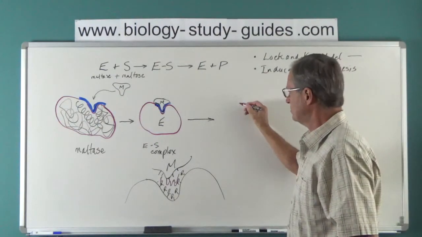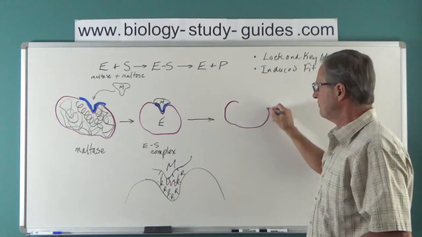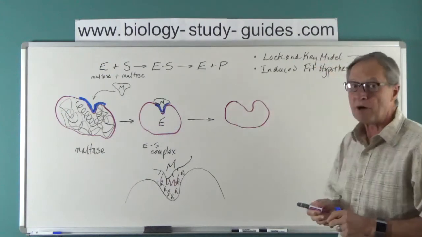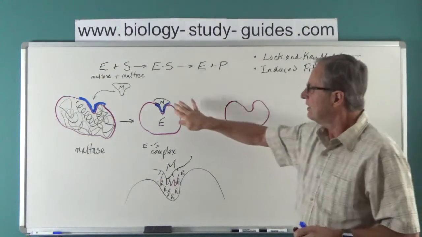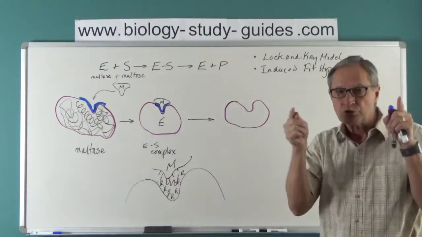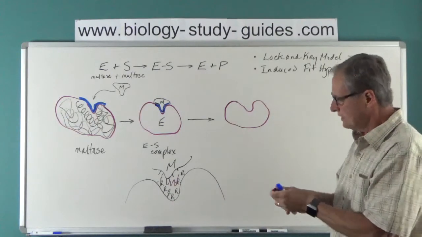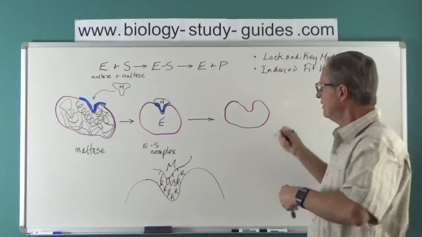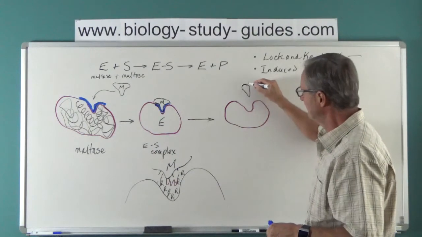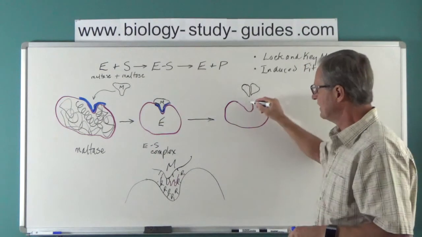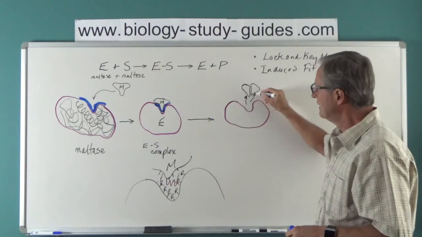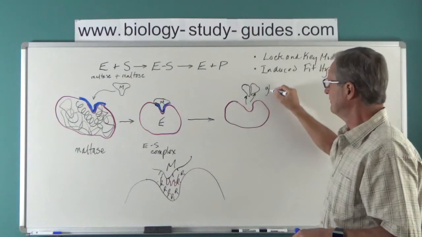The enzyme's not going to change much. The enzyme is a great big thing and is held together by a multitude of bonds, but maltose, which is two sugar molecules bonded together, actually will break apart as a result of that. So we wind up with our products. These are glucose.